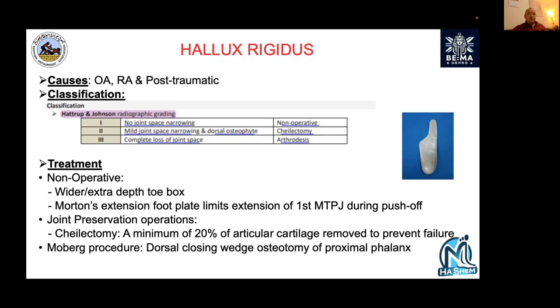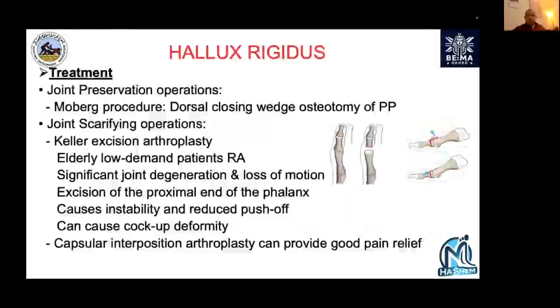There's another option, the Moberg procedure. I have a photo of it. Basically, what you do is you come here, and then you do, as you can see, a dorsal closing wedge osteotomy of the proximal phalanx. So actually you change the axis of the joint. Rather than the normal axis of the joint here, the right axis of the joint will be here. So basically, rather than fusing the joint, you need to get more dorsiflexion, and you achieve this dorsiflexion by bone osteotomy. So you do a closing wedge dorsal osteotomy of the proximal phalanx, and this is what is called the Moberg procedure.